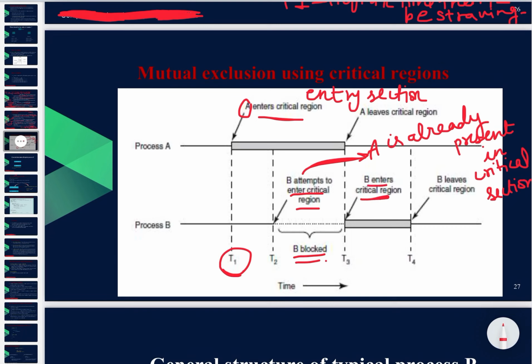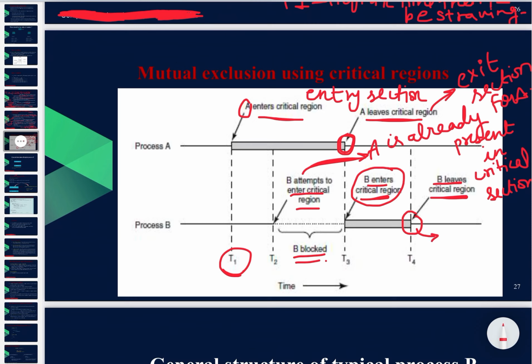Next, B enters the critical section, because at this point A leaves the critical section. So this is nothing but the exit section for A. When A leaves the critical section, B enters the critical section, and then over here B leaves. So this is the exit section for B, and this one is the entry section for B.